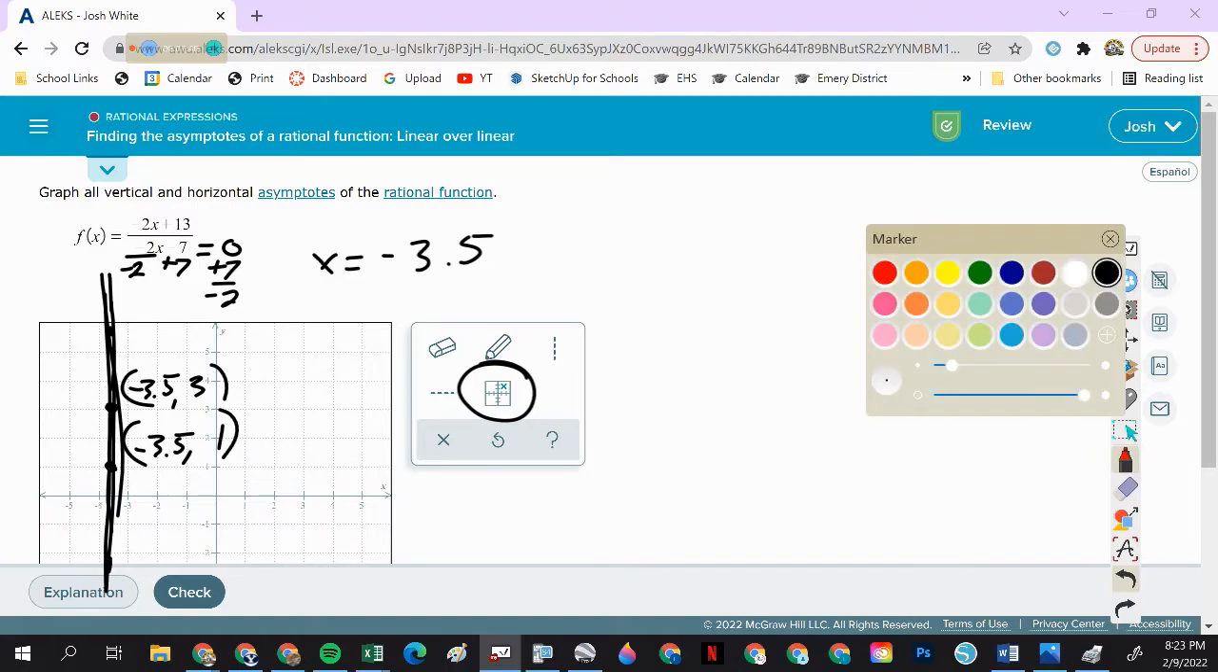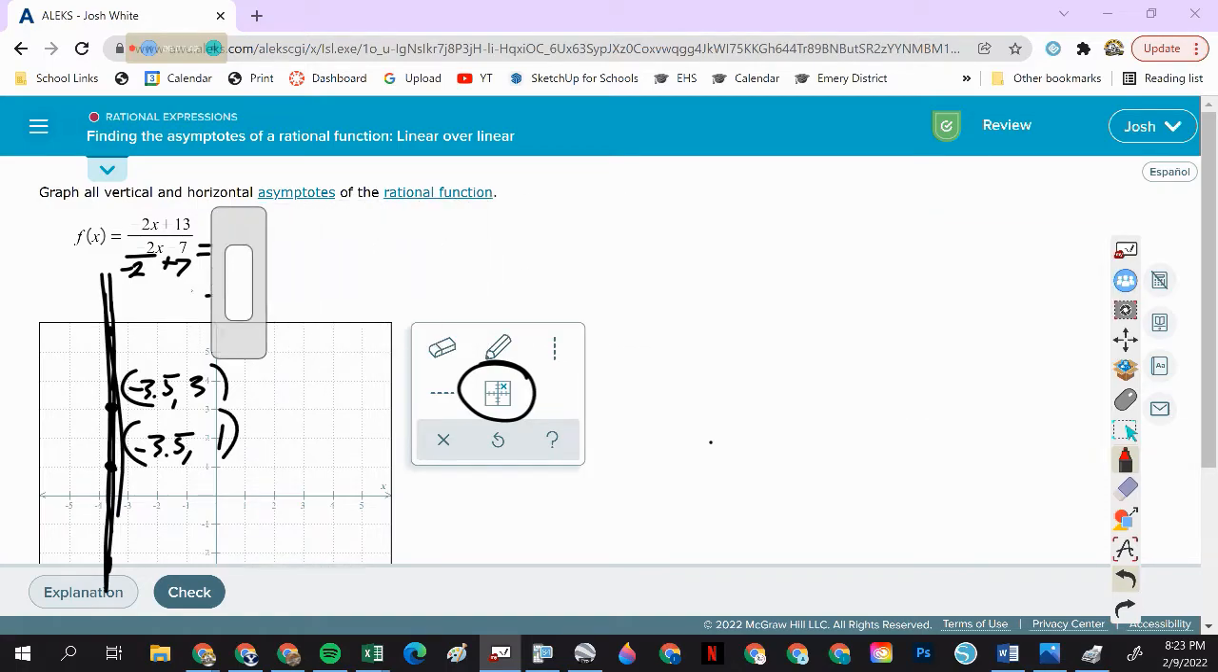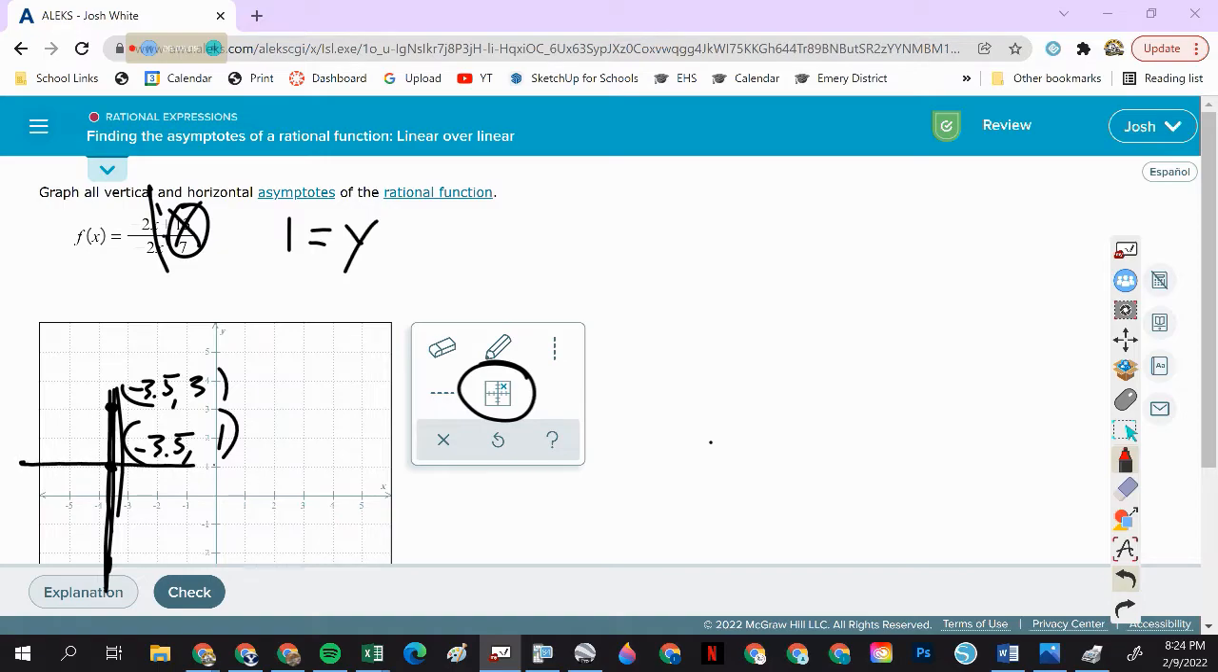For the horizontal asymptote, we look at the strength of the bottom and the top. The top has an x to the first, and the bottom has an x to the first. So they are equally powerful. We cross the x's off, and I'm left with negative 2 divided by negative 2. Notice these numbers don't matter when you're talking about horizontal asymptotes. So negative 2 divided by negative 2 is 1. So we have an HA at y equals 1 right here.